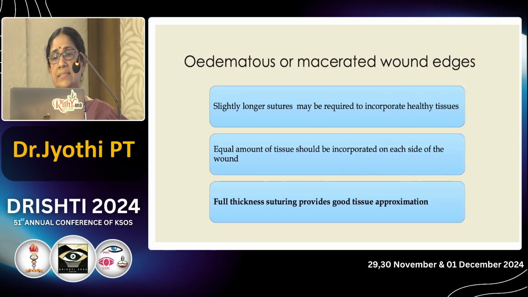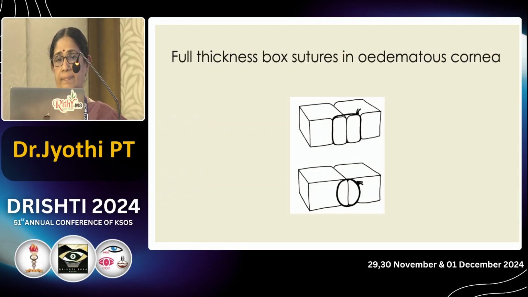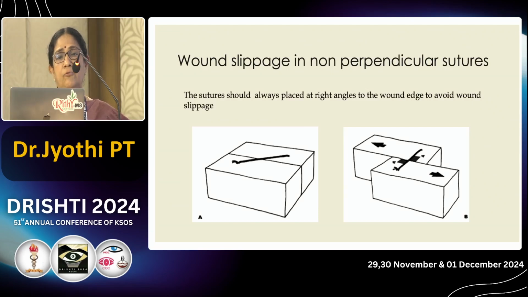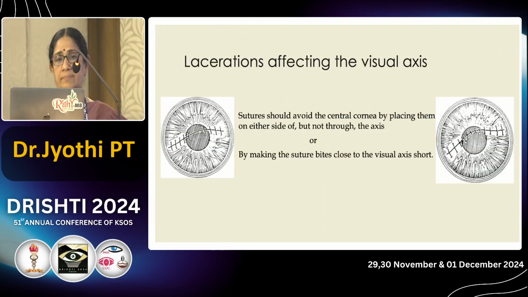So when the wound edges are edematous or macerated, you can put slightly longer sutures to incorporate healthy tissues. An equal amount of tissue should be incorporated on each side of the wound, and full thickness suturing provides good tissue approximation in such cases. And wound slippage can occur in non-perpendicular sutures. The sutures should always be placed at right angles to the wound edge to avoid wound slippage.